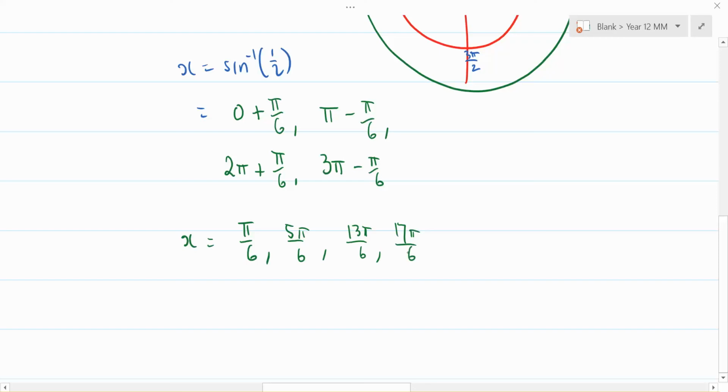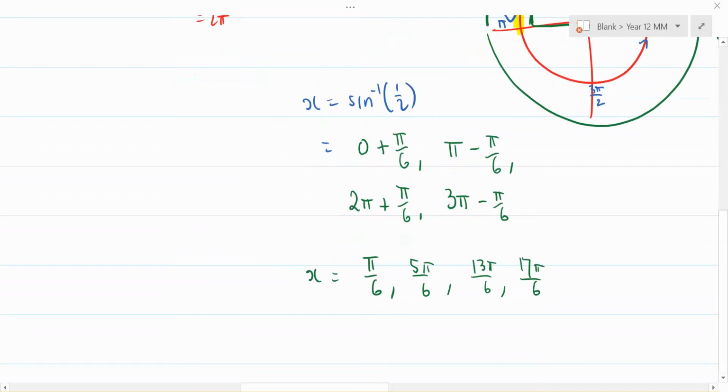If your fractions aren't good, I'll show you the way I do it. I do 6 times 2, which is 12. 12 plus 1 is 13. And I do 6 times 3, which is 18. 18 take away 1 is 17. It's all out of 6. So whatever the denominator is, that's what I'm doing. That's a quick way of calculating.